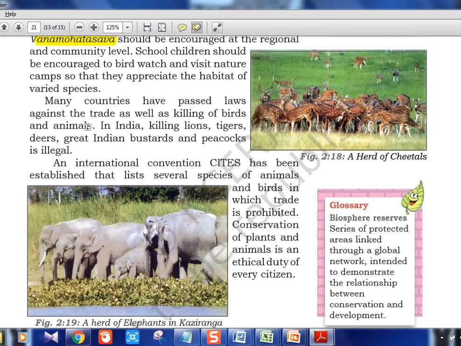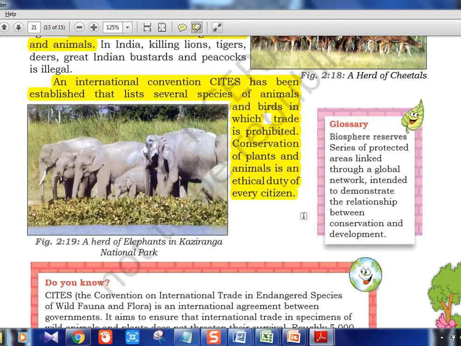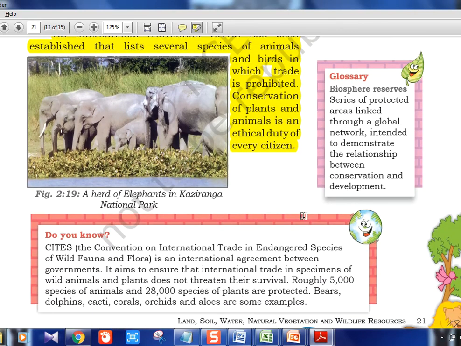Many countries have passed laws against the trade and killing of birds and animals. CITES convention, UPSC has asked 3 to 4 times in prelims. International CITES convention, it's actually legally binding, okay? That is one statement which UPSC always puts. CITES is a legally binding treaty, but even though it is legally binding, it does not take the power of national laws. Suppose there is some clause here and another clause in your national law, the national law will prevail. I am telling you exactly what statement UPSC has asked: whether CITES will take preference above the national law or not.